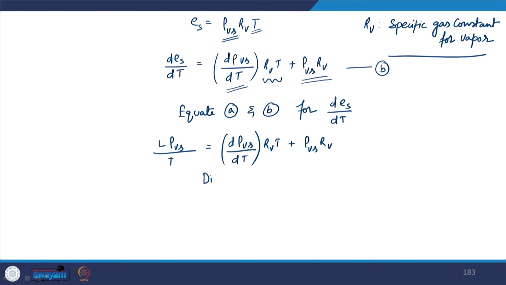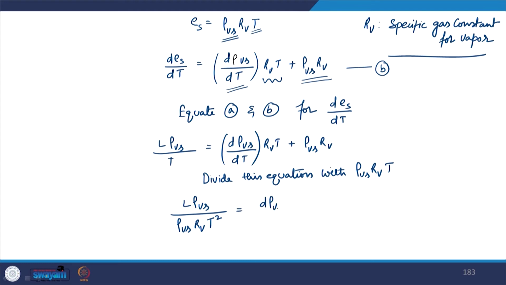Okay. Now, let us divide this equation with rho Vs RVT, which we will get as L rho Vs divided by rho Vs RV T square is equal to d rho Vs by dt into RVT divided by rho Vs into RVT plus rho Vs into RV divided by rho Vs RVT. Okay, so we can cancel this.